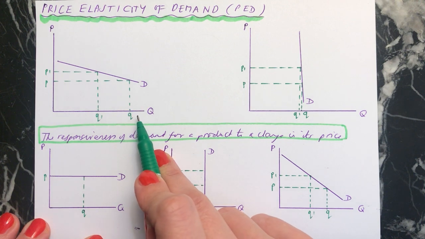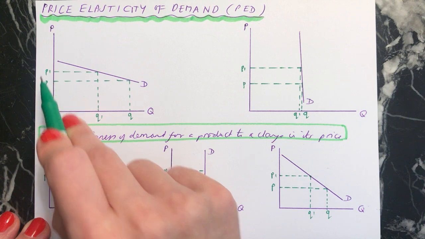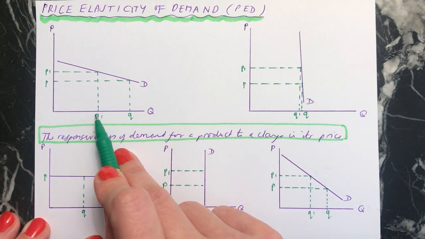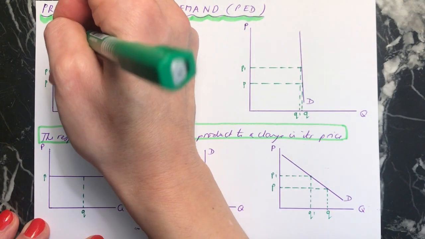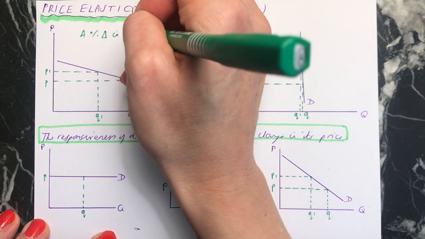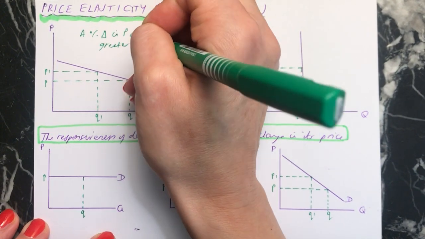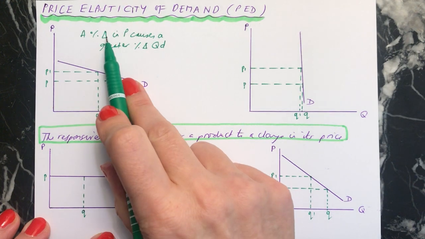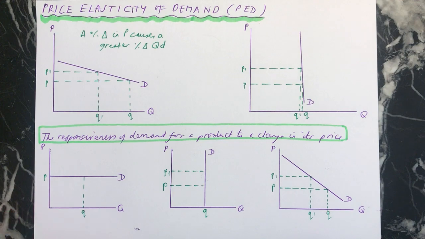You can see in this first curve here that a percentage increase in the price causes a greater percentage change in the quantity demanded. And you can see it just by looking at the graph, and also if you worked it out mathematically, you would see that this was the case. So here we say that a percentage change in price causes a greater percentage change in the quantity demanded. A triangle is a change. And if this is the case, we say that the curve is elastic.